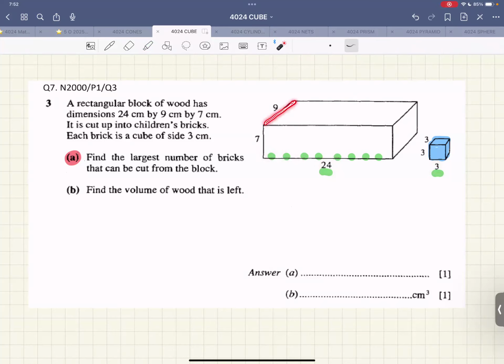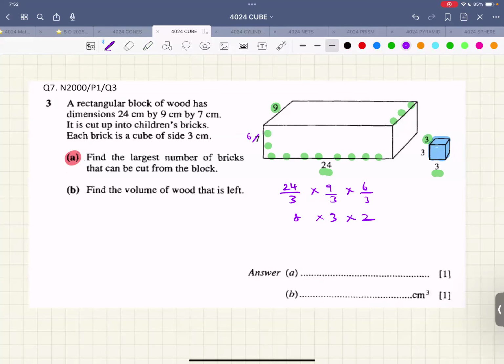Similarly, if I go this way, 9 can be divided in the same manner. 1, 2, 3, 9 is completely divisible by this 3. But what about 7? Instead of 7, if it's a 6, it would be divided into 2 like this. So 24 divided by 3 into 9 divided by 3 into 6 divided by 3. So this is 8, this is 3, this is 2. 8 into 3, 24. 24 into 2, that is 48. 48 whole blocks will come out.